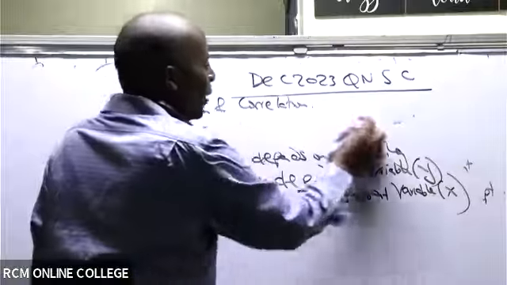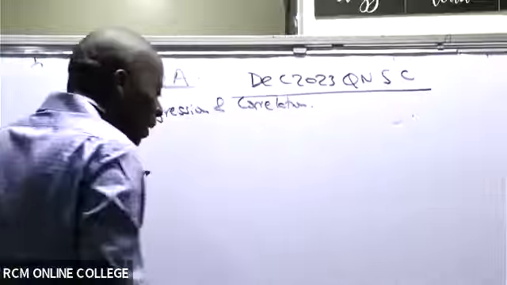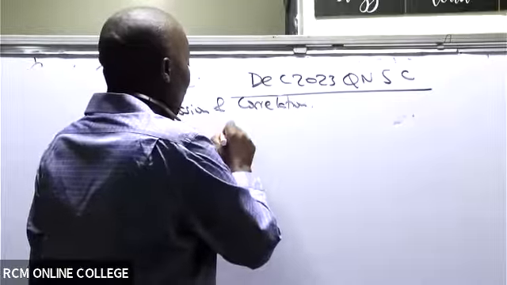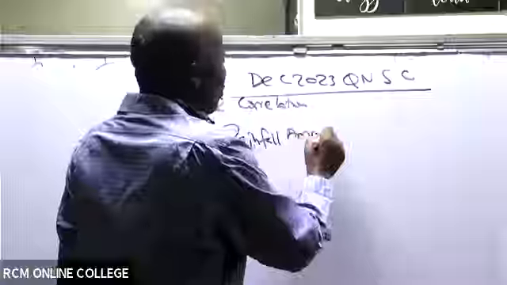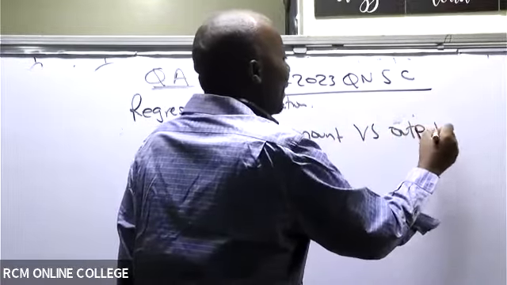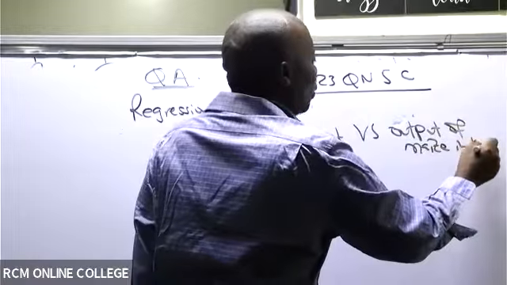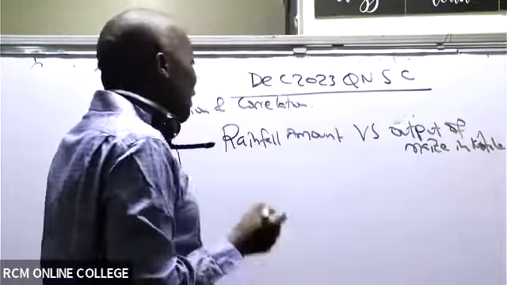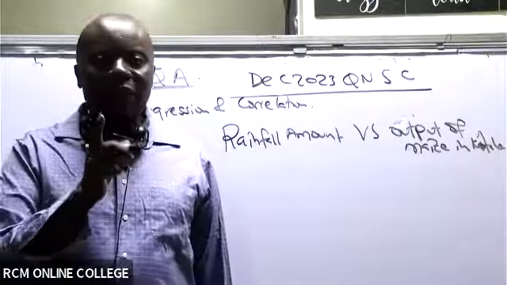How about this one? I'm 100% sure you will be able to get this right. Suppose you are given rainfall amount versus output of maize in Kitale. In this case, I think rainfall amount should be Y.